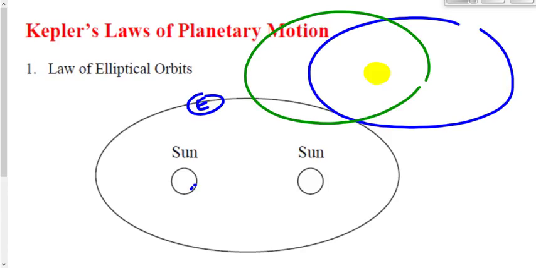Does that make sense? So in words, we'd say the law of elliptical orbits says that the path of a planet around the sun is an elliptical path with the sun at one of, not both of, but one of the 2 focal points of that ellipse.